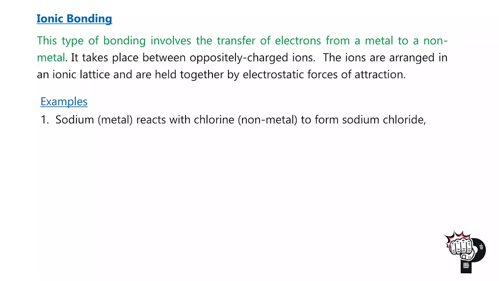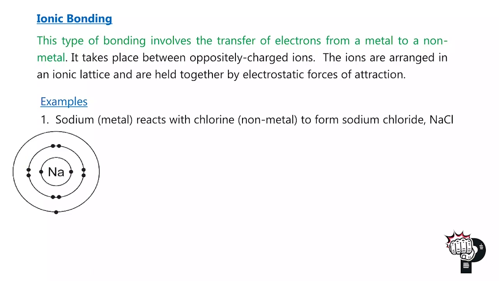Formula NaCl. Remember, the valency for sodium is 1 and for chlorine, the valency is 1. So in the formula, there are no numbers, there are no subscripts. So we'll draw the structure of an atom of sodium. Remember, the atomic number for sodium is 11, meaning it has 11 electrons. So the configuration will be 2, 8, 1. 2 electrons in the first shell, 8 electrons in the second shell, and 1 electron in the outermost shell.